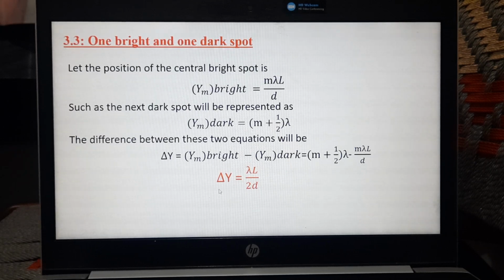So these are three results we have calculated from the Young's double slit experiment. The first result is the confirmation of constructive and destructive interference. The second result is the distance of the bright or dark spots from the central position, and the third result is the distance between two bright, two dark, or one bright and one dark spot. So we have calculated all these results.